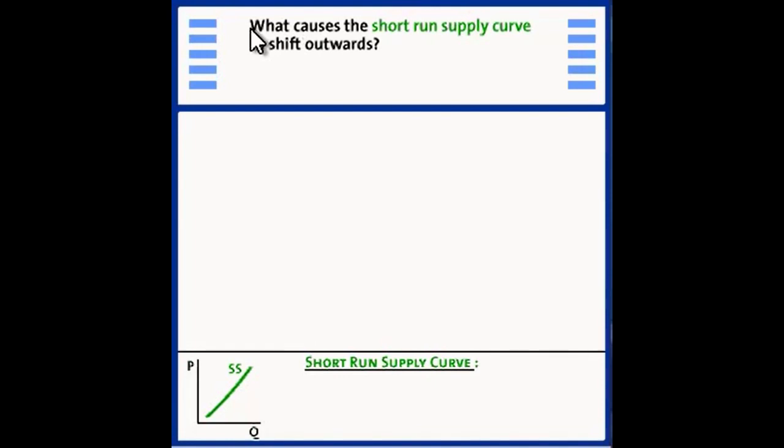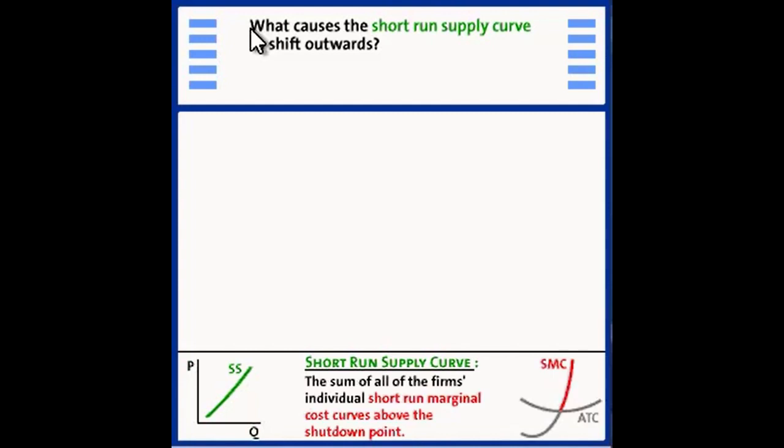The short-run supply curve is the sum of all of the firms' individual short-run marginal cost curves above the shutdown point. If you take all of the firms that are in the market at a given time and you add up their short-run supply curves, that is the amount of output they will produce at a particular price, you get the short-run supply curve for the market. It's the sum of the individual firms' short-run supply curves above the shutdown point.